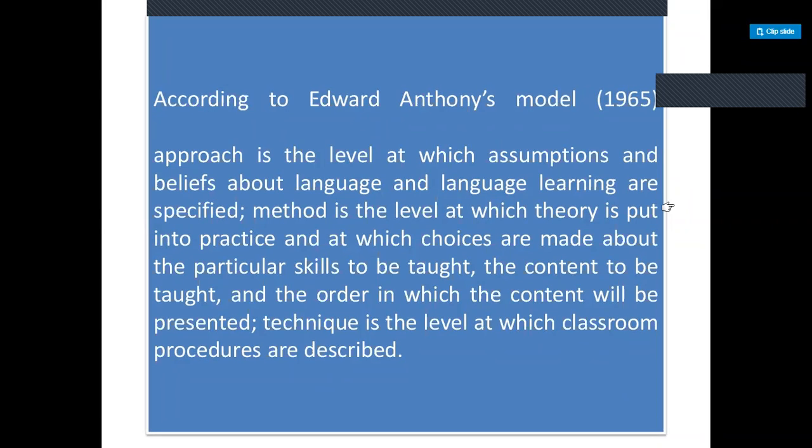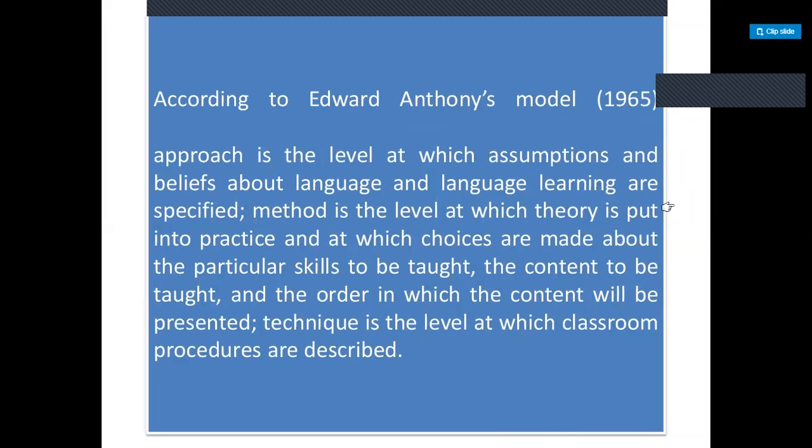So far so good. So let's see right here. Approach is the level at which assumptions and beliefs about language and language learning are specified, right? Then the second part is method, the one that follows the approach. That is where the theory is put into practice. Remember, approach is the whole theory. Method is the way in which we take this theory into the context, right?